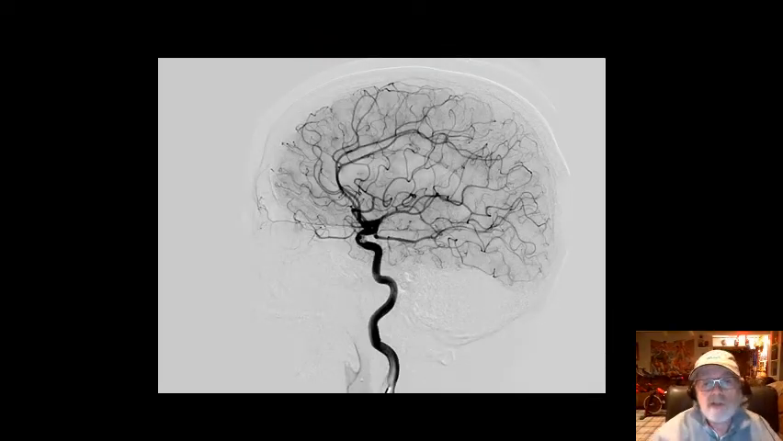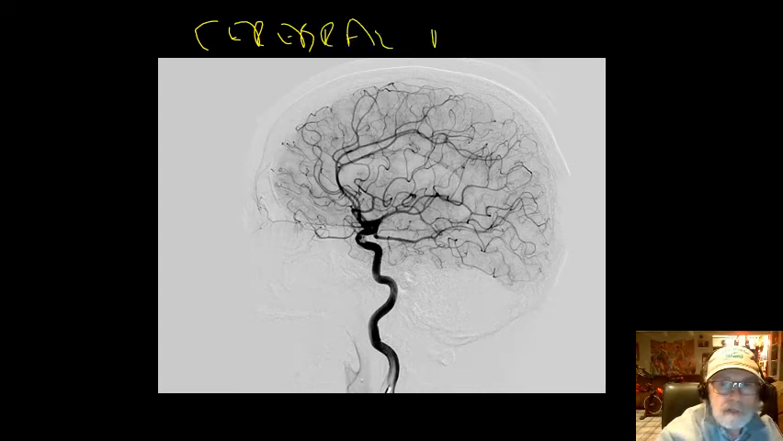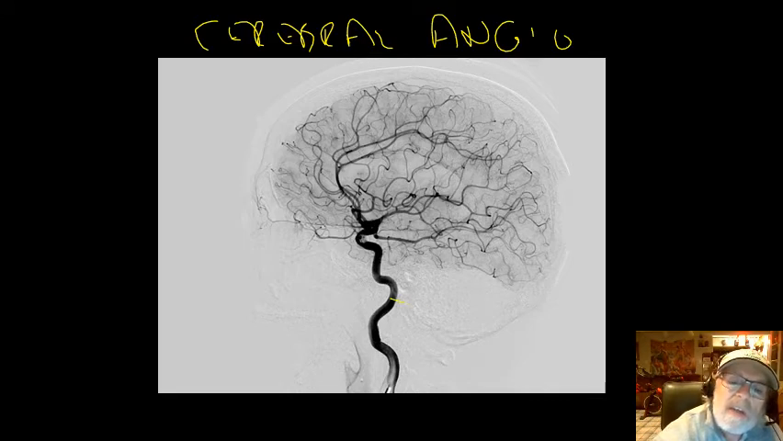Now this is just a cerebral angiogram. And what we see here is the internal carotid.